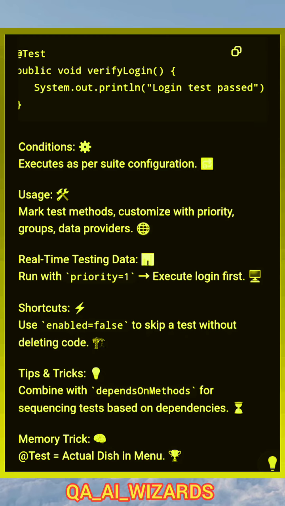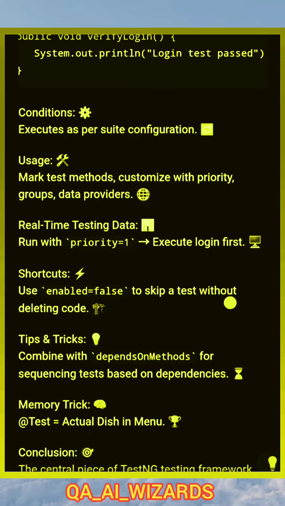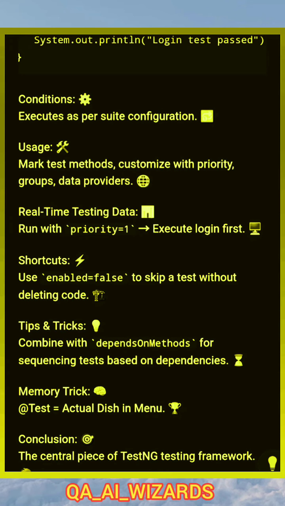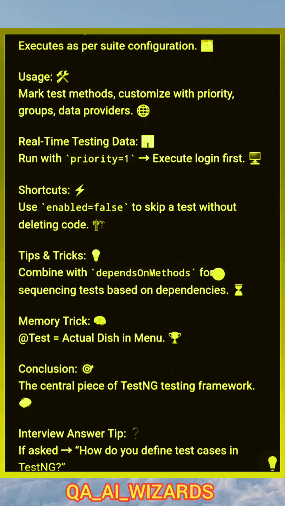Tips and tricks: combine with dependsOnMethods for sequencing tests based on dependencies. For example, dashboard depends on login. Once you log in, only then can you view the dashboard page. The memory trick: @Test is the actual dish on the menu. Finally, we can conclude that it is the central piece of the TestNG testing framework.